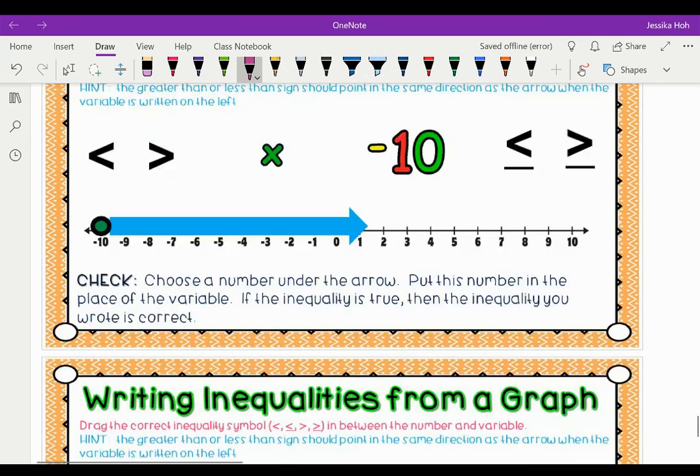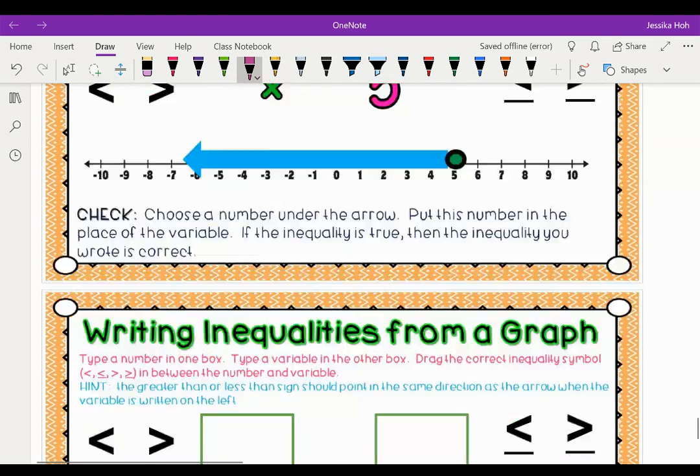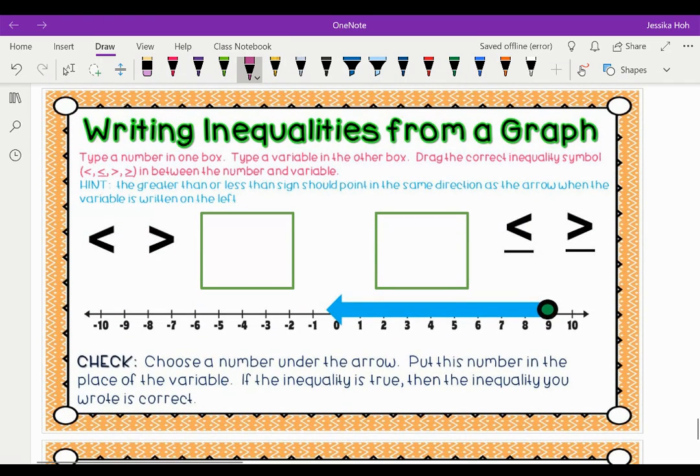And then the second part looks like this. You're going to type a number in this box, or a variable in that box, and a number in this box. And then you're going to drag the inequality symbols into the middle to represent what the graph is saying.